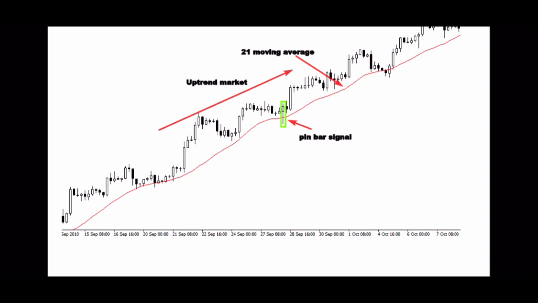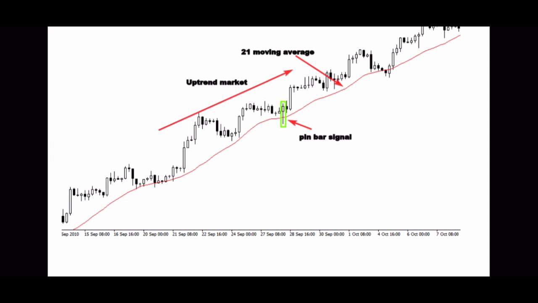When you have all these 3 elements in the market, you just place your trade after the close of the pin bar, and your stop loss above the long tail, and your profit target will be the next support level in the case of a downtrend. And these 3 elements are quite enough for you to find high probability entries in the market.